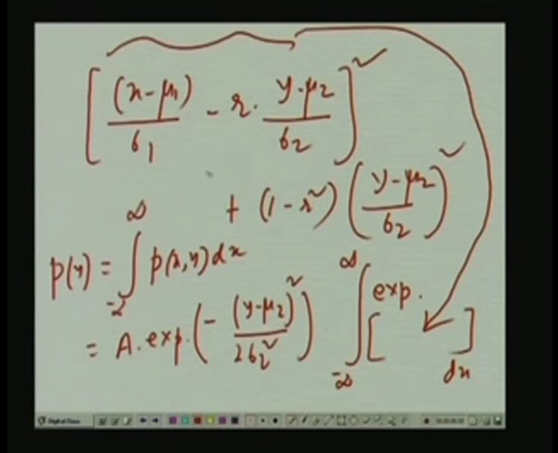Suppose this entire quantity, x minus mu 1 by sigma 1 minus r times y minus mu 2 by sigma 2, you call it x prime. Okay, I am just giving you the hint. In that case, dx by sigma 1 will be dx prime. So, dx will be sigma 1 times dx prime, and sigma 1 will come out. And what will be the limits? When x is minus infinity, x prime is also minus infinity, and when x is plus infinity, x prime is also plus infinity. So, these limits will remain.